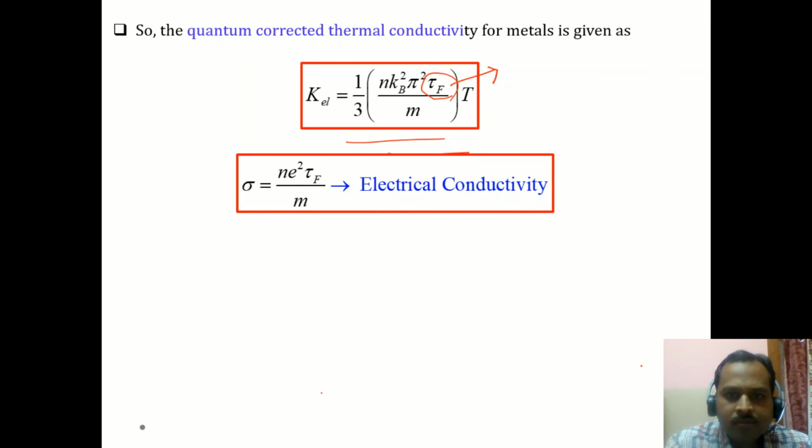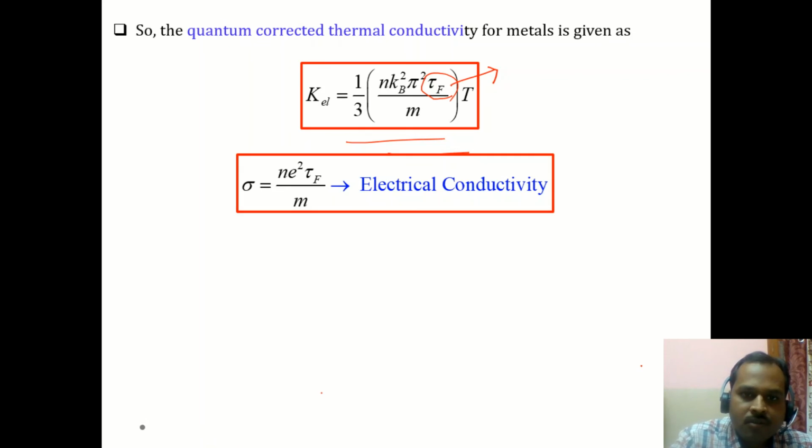And we know from the discussion already that this is the expression for the electrical conductivity, that is Ne square tau f by m. So now we can verify the Wiedemann-Franz law. That means at a fixed temperature the ratio between the thermal conductivity and electrical conductivity is a constant. Classically also we had obtained it, but let us verify it quantum mechanically, whether we have a better agreement with the experimental result or not.